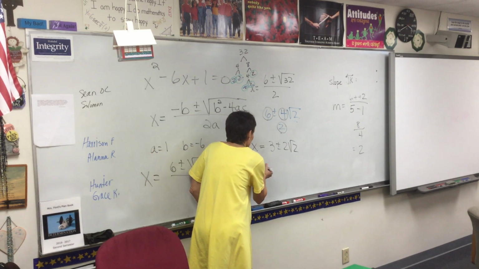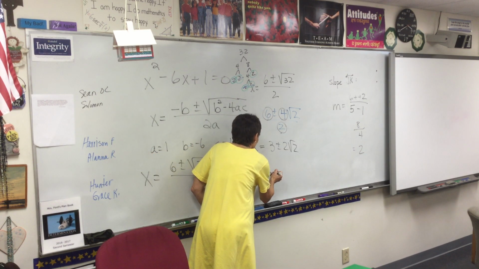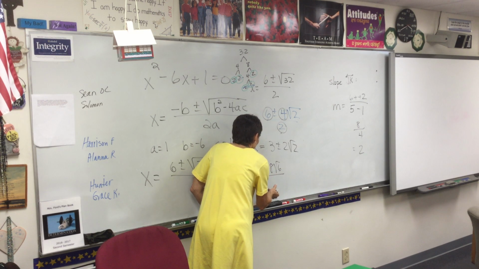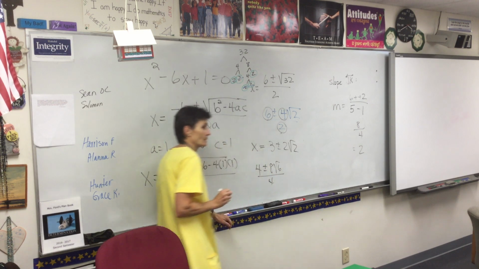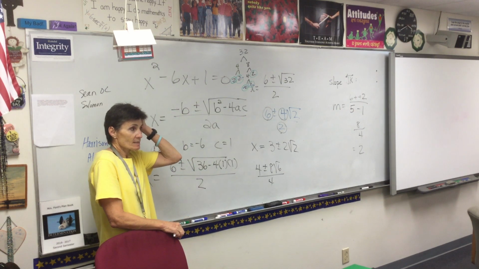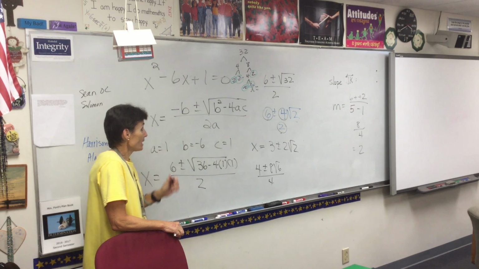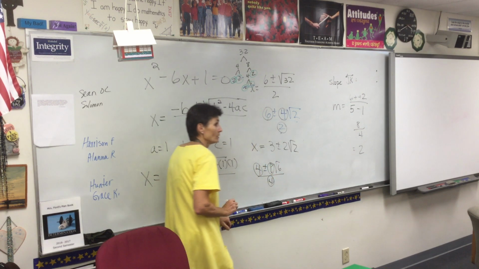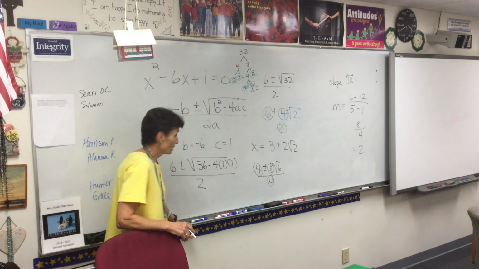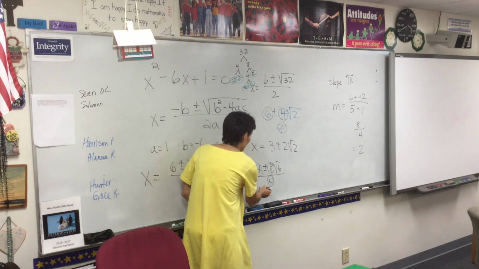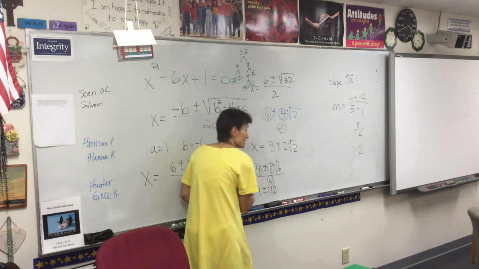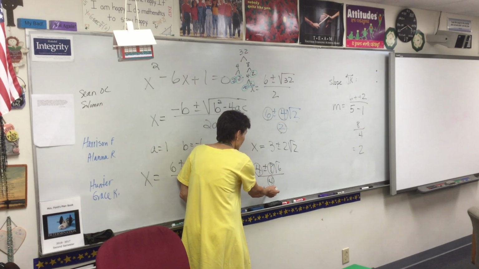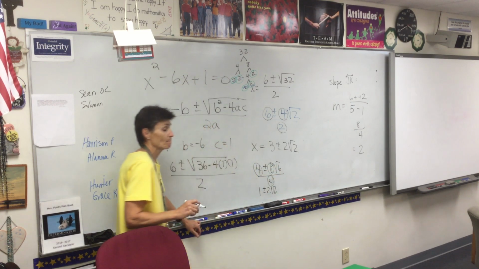Let's just pretend we had another, let's say we had 4 plus or minus 8 root 6 over 4. Could we cancel on that problem? Yes, because all of the numbers outside the radical are reducible. So that would be 1 plus or minus 2 root 6. 4 goes into there 1 time, 4 goes into there 2 times, 4 goes into there 1 time.